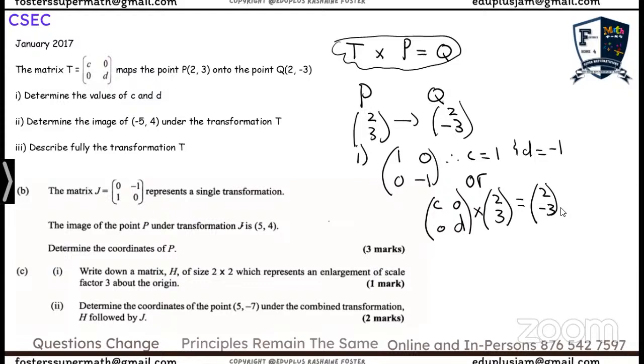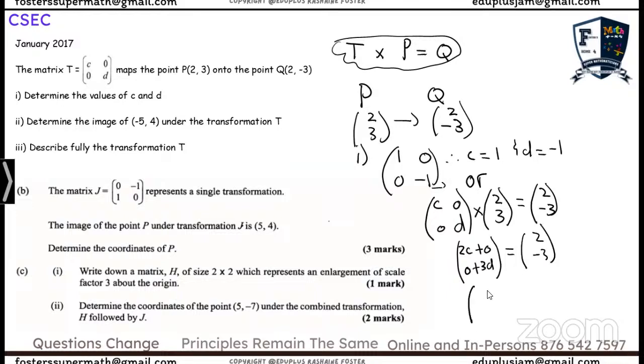You are going to multiply the left-hand side. So let's go. C times 2. What does that give me? And even though you see letters, normal multiplication, don't get yourself confused. C times 2, 2C plus 0 times 3, 0. Then 0 times 2, 0 plus D times 3, 3D. Right. That 2, -3.